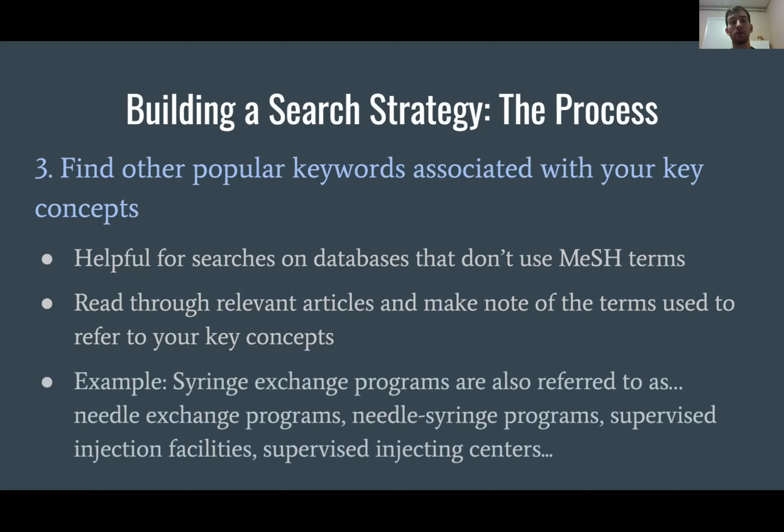So here's an example from our systematic review. Our systematic review is on syringe exchange programs, but all these other terms are used to refer to syringe exchange programs as well. We have needle exchange programs, needle and syringe programs, supervised injection facilities, supervised injection centers, and so on. All these different terms. And we want to make sure we don't miss any articles that would be relevant to our subject but are using different terminology. So that's kind of the point of steps 2 and 3.